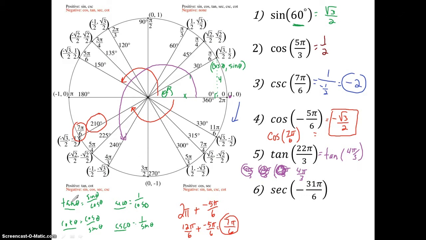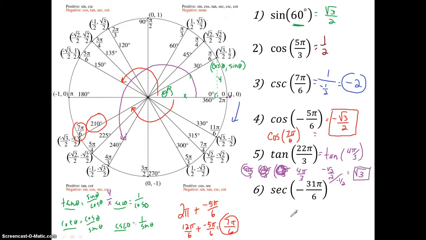So the tangent is the sine over the cosine, which is the y over the x. So here I'm going to have negative root 3 over 2 divided by negative 1/2. All right, and that's just going to give me positive root 3.